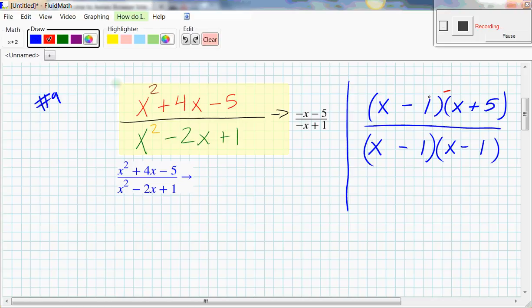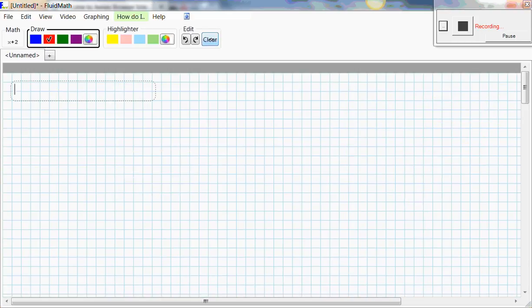So the only thing that cancels out is this piece and this piece. So look what we get for an answer. We get x plus 5, all divided by x minus 1. Is that the same thing as this? Yes, it is because they're multiplied by a negative 1, but otherwise we got it right. Okay, there's number 9. What's the next one on your list?